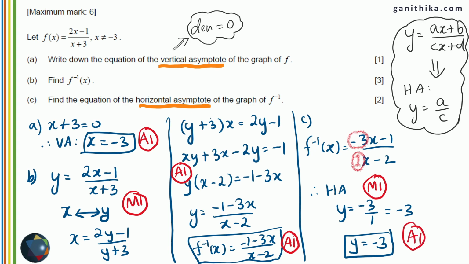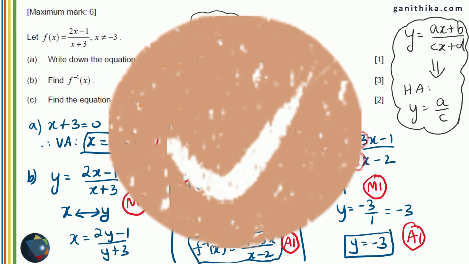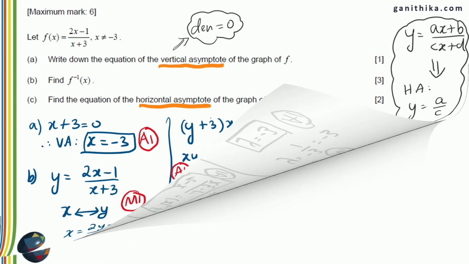And the final answer mark is only when you give the final answer as an equation y equal to k. If you write negative 3, you are not going to get that A1 mark. y equal to negative 3 is the final answer for horizontal asymptote. Let's go further to the next question.